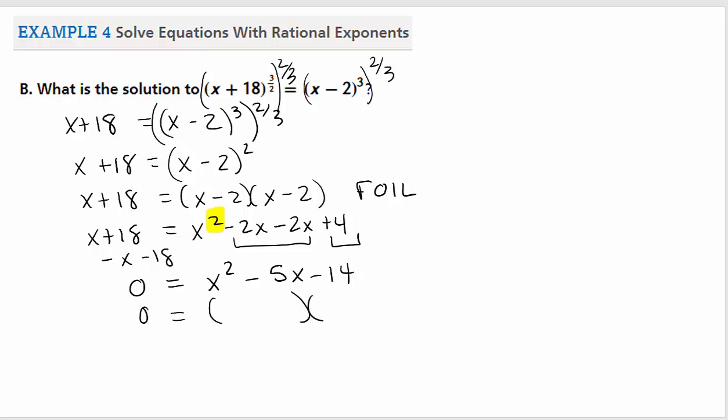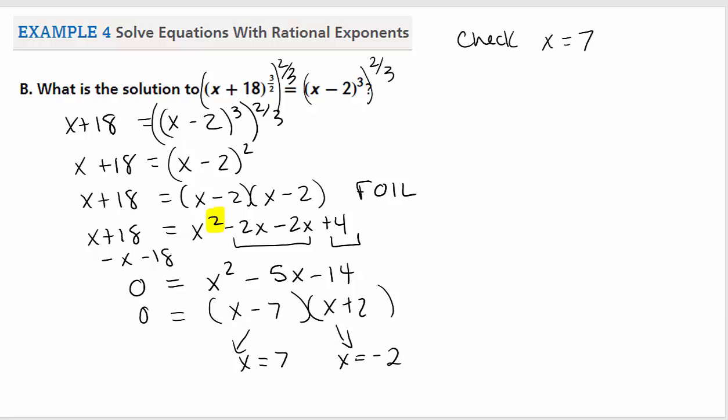Now that everything's on one side, we will factor. So we get x minus 7 and x plus 2. We solve each one. So x is equal to 7 and x is equal to negative 2. And then we also have to check those answers. So we can check 7 first.